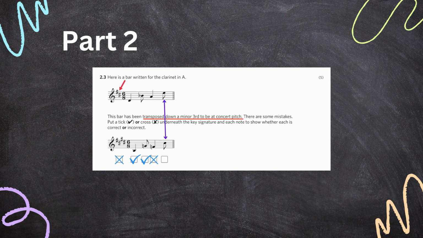The last one is transposed from E. Down a minor third, it should be C sharp. This is a bit tricky. Remember to look at the key signature. There is a C sharp here, so the answer is right.